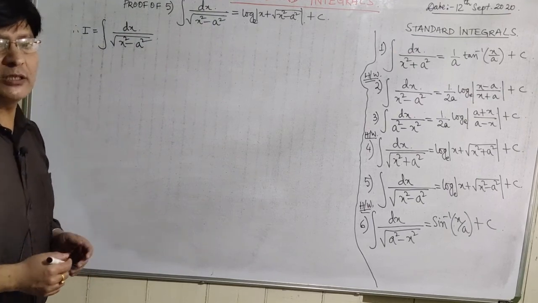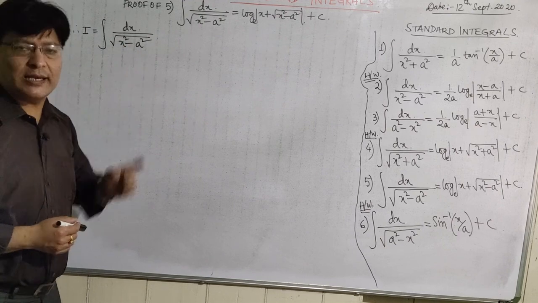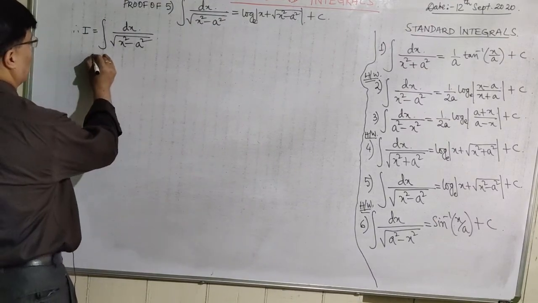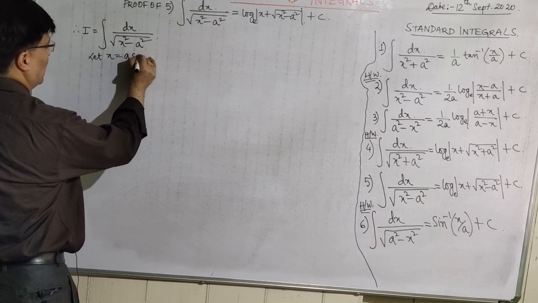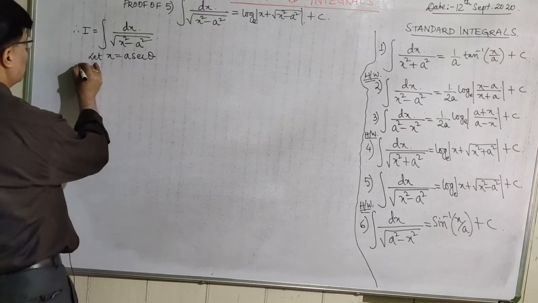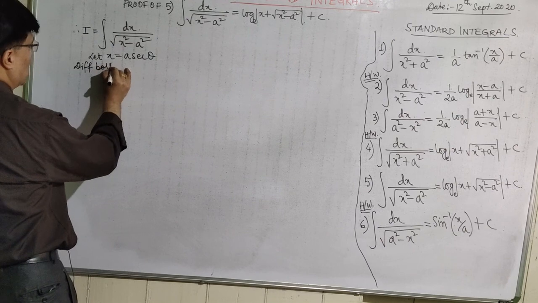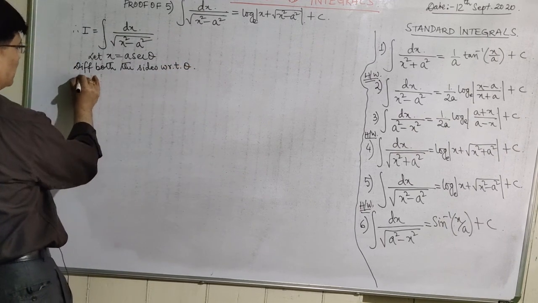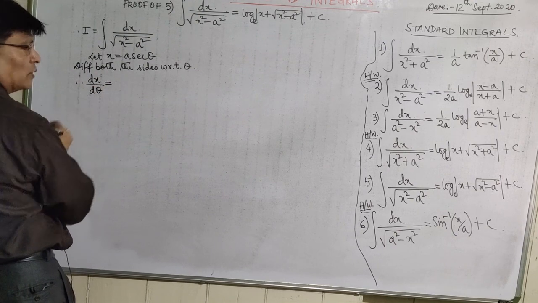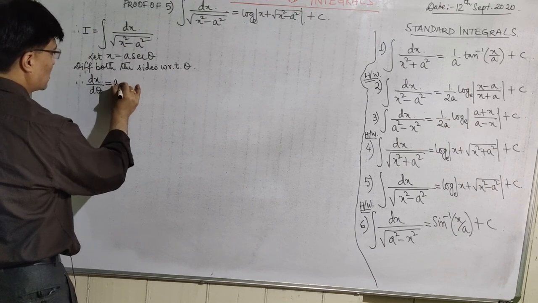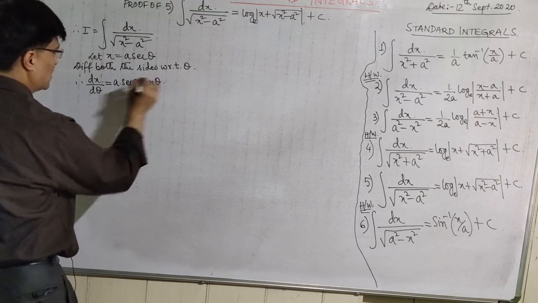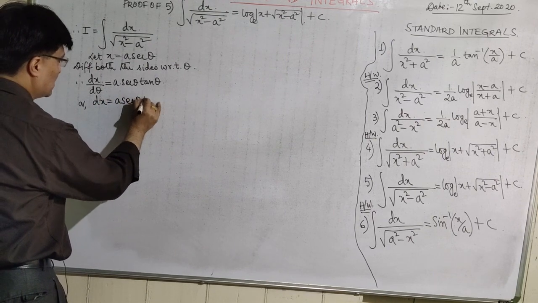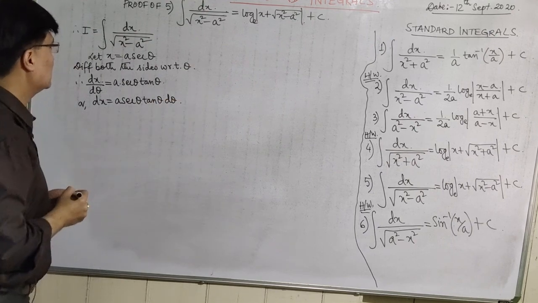Now in this case, let us do the method of substitution. If you have x square minus a square, and you are to do the trigonometric substitution, you put x is equal to a sec theta. Let x is equal to a sec theta. Let's differentiate it. Differentiating both the sides with respect to theta, dx by d theta is equal to, what is the differentiation of a sec theta? A is constant. Sec theta differentiation is sec theta tan theta. Is that clear? Now let us cross multiply. What is dx equal to? It is a sec theta tan theta d theta. This is the value for dx.